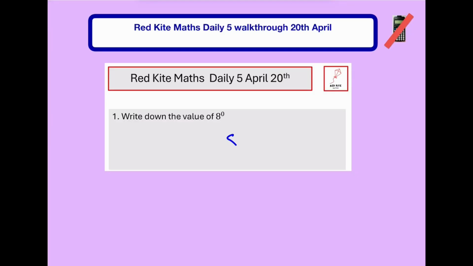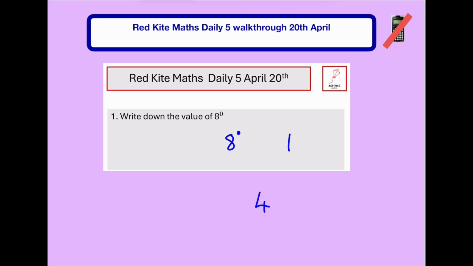Write down 8 to the power of 0. When we've got a power of 0, it basically means that the answer is 1. For GCSE, the answer will be 1. 4 to the power of 0, our answer would be 1. 6 to the power of 0, our answer would be 1.